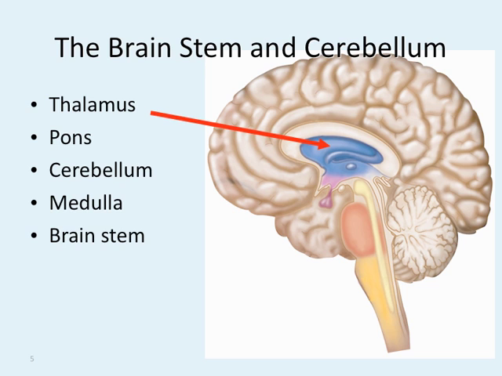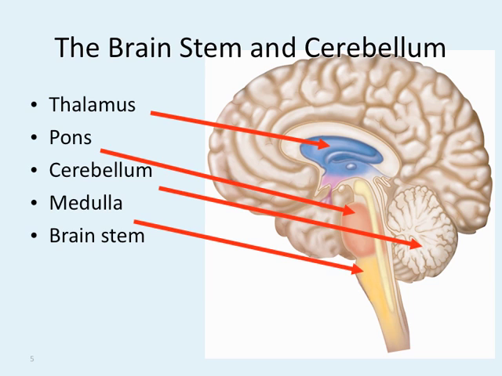Okay, the thalamus is that center part of your brain. The pons is right in that red. The cerebellum, or the little brain, is located right behind the very base of your neck. The medulla is that yellow center, and the brainstem is that whole center.